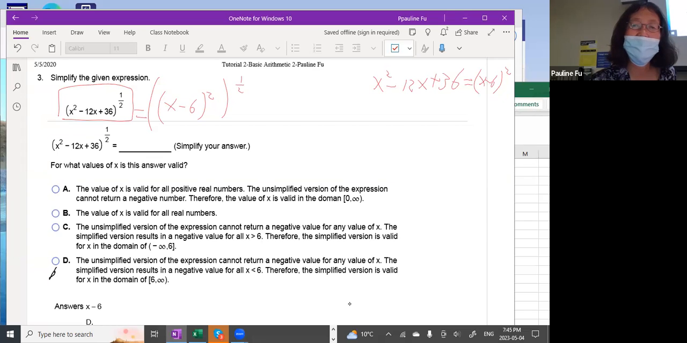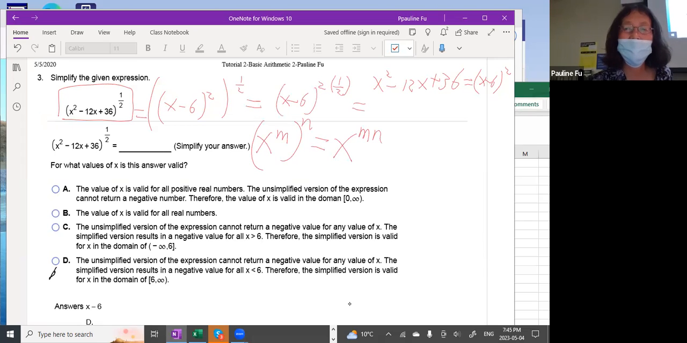And then I use a property: if x raised to power m, then raised to power n, equals x to the power m times n. So this one equals (x minus 6) raised to power 2 times 1 over 2. 2 times 1 over 2 is 1. So the final answer is x minus 6. Final answer, I put into the box.